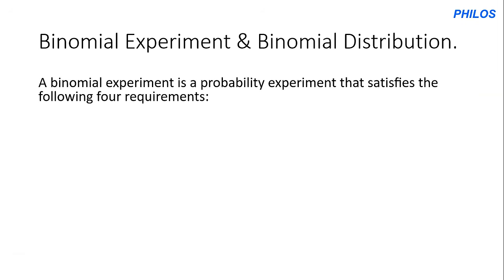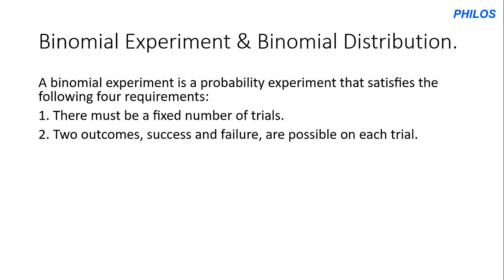Now we say a binomial experiment is a probability experiment that satisfies the following four requirements. The first requirement is that there must be a fixed number of trials. So when you toss a coin 5 times, that 5 is the number of trials, so we should have a fixed number of trials. And secondly, 2 outcomes, that is success and failure, are possible on each trial. So on each trial, 2 outcomes are possible, either a success or a failure.